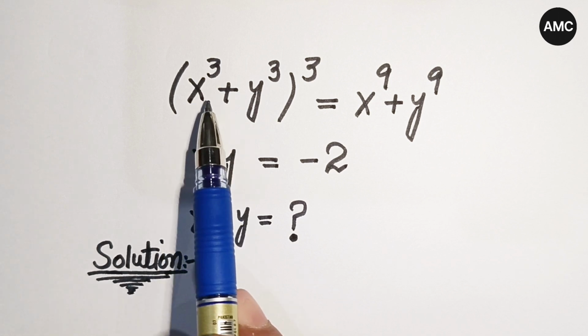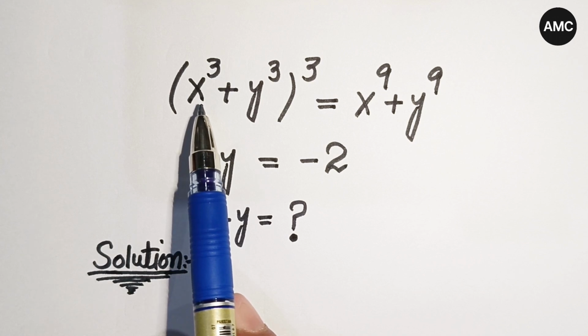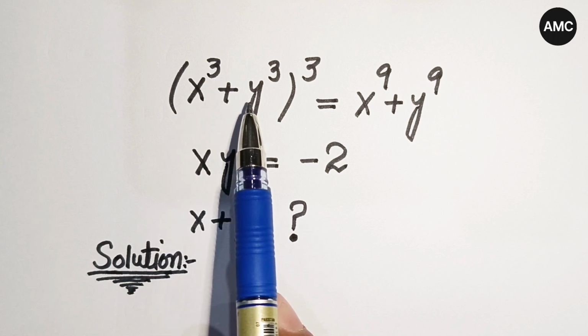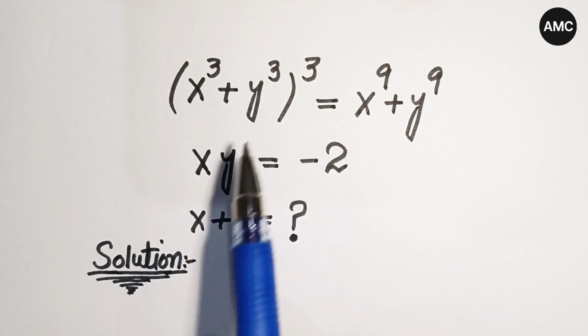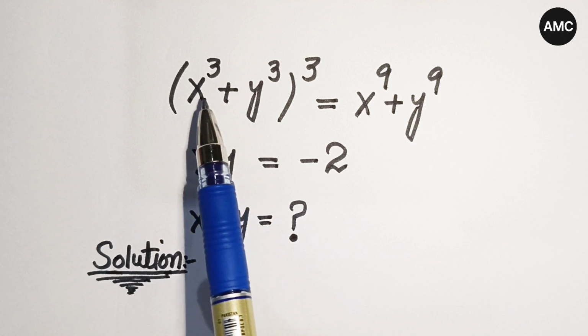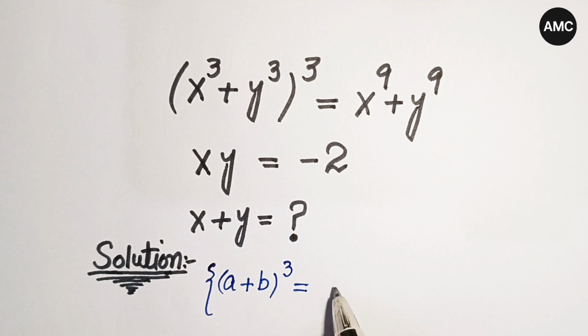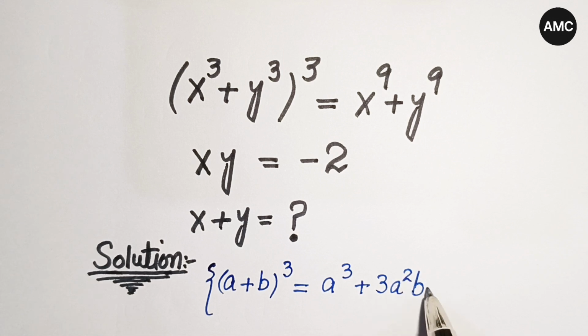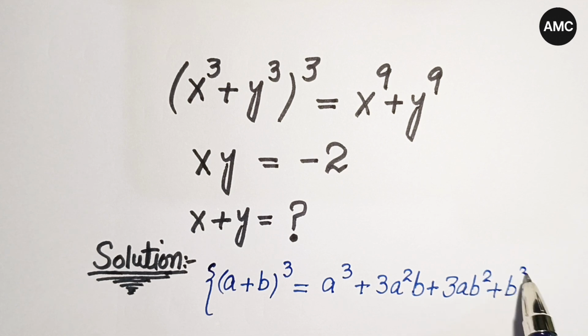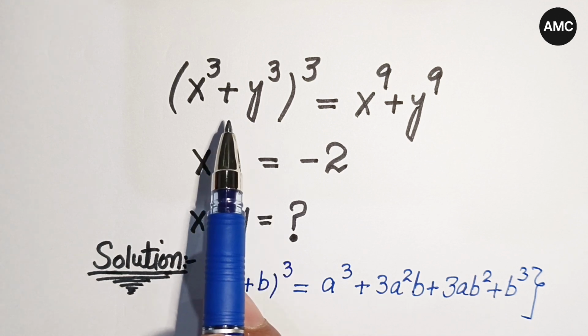Here we see that, according to an algebraic identity, it is a cube plus b cube, so (a cube plus b cube) whole cubed. First of all, let's say it is a and it is b. So a plus b whole cubed is equal to, as we know, a cubed plus 3 times a squared times b plus 3 times a times b squared plus b cubed. It is an algebraic identity. We have to use it here on the left hand side of this problem.